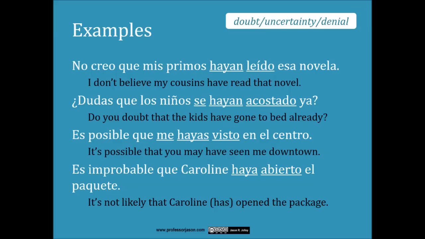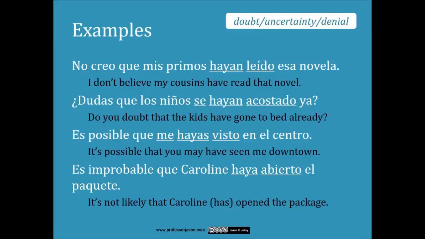Turning our attention now to some examples of doubt, uncertainty, and denial in the subordinate clause, or main clause verbs that suggest doubt, uncertainty, and denial. No creo que, again, conjugated in the present tense. No creo que mis primos hayan leído esa novela. I don't believe my cousins have read that novel or read that novel. ¿Dudas que los niños se hayan acostado ya? Reflexive verb. Do you doubt that the kids have gone to bed already or went to bed already?